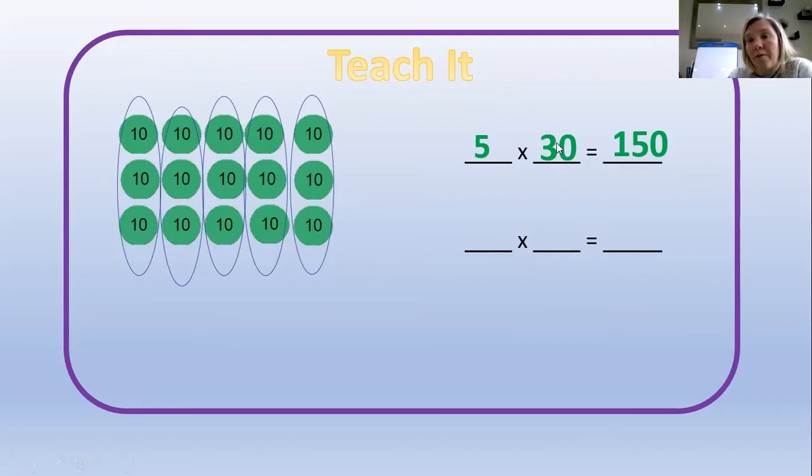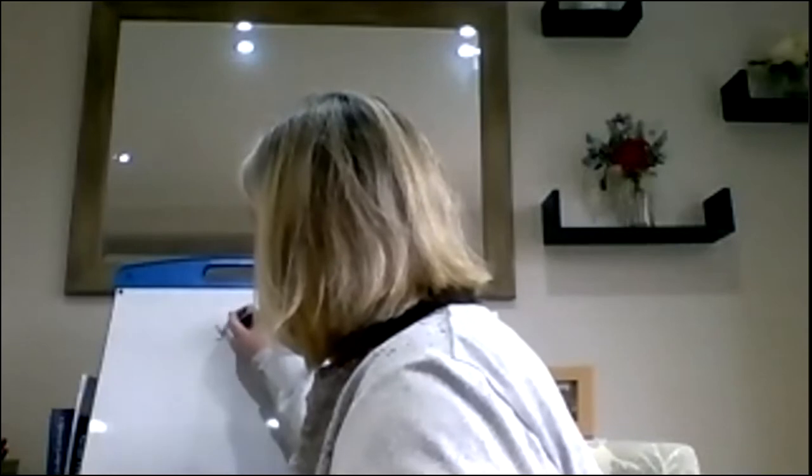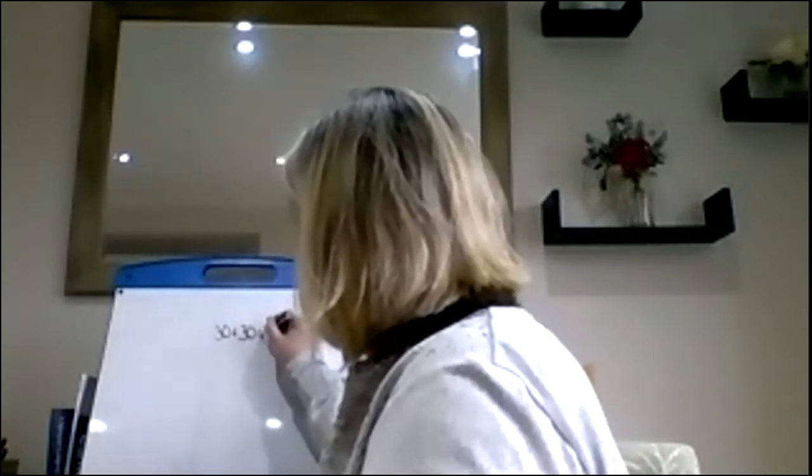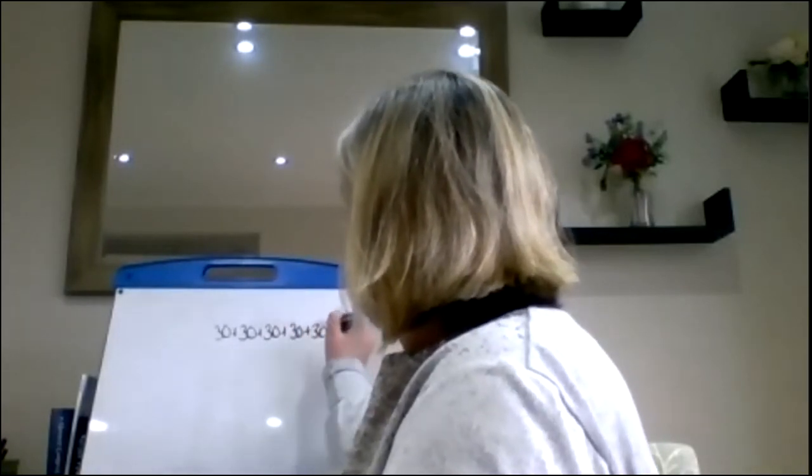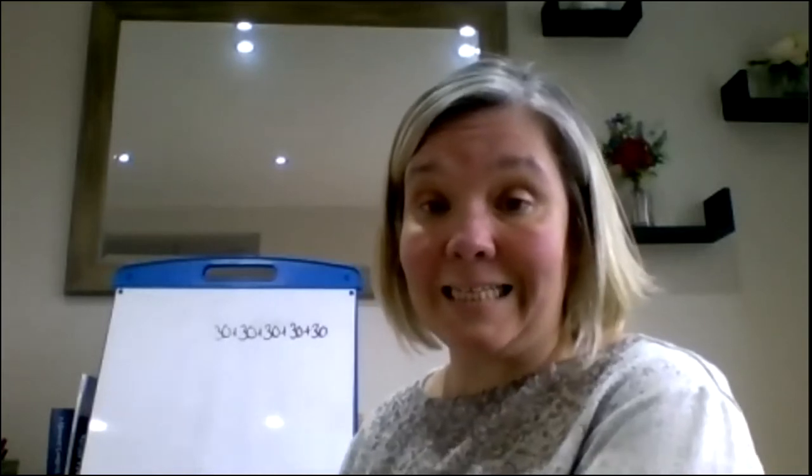Because we've made our three 10 times bigger, what do you also notice about our answer? Our answer is 10 times bigger, isn't it? We've got five groups, and they've each got 30 in them. So if we were doing repeated addition, we would have five groups, we would have 30, the 30, the 30, the 30, the 30. Okay, that is exactly the same.